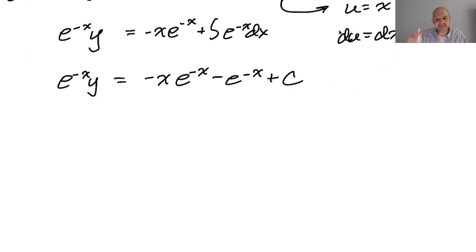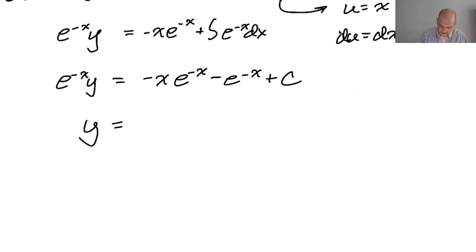When you divide c by e to the negative x, it does not become c again, right? You can't absorb a function. You can absorb a constant. You can do c divided by 5 is just a new value of c. This we have to keep. So this is going to be y equals. e to the negative x will cancel here, we just get negative x. e to the negative x will cancel here, we just get minus 1.